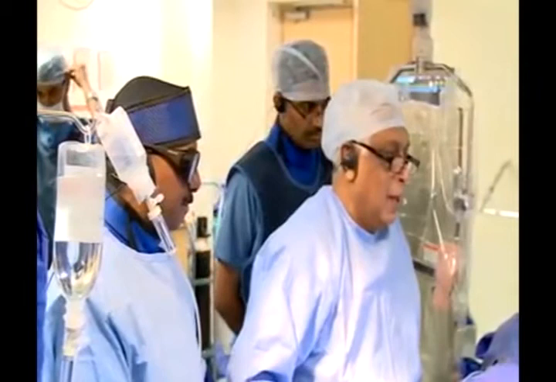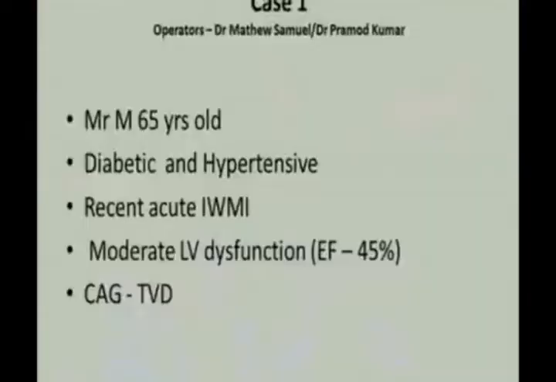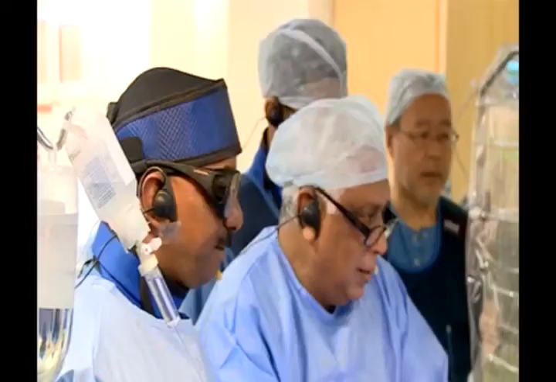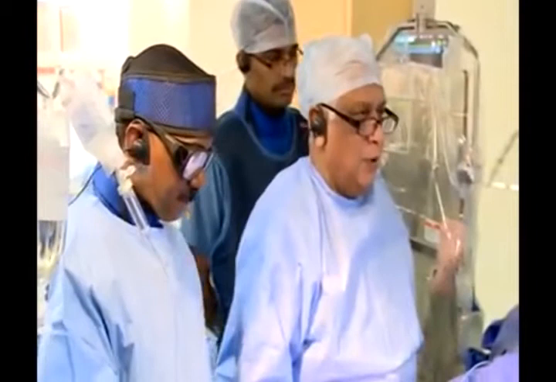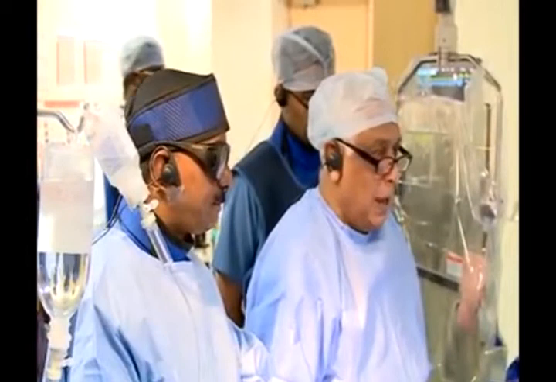I'll give you a brief history. Pramod wants to tell. Can you show the history, please? This is a 65-year-old gentleman who is diabetic and hypertensive. He had a recent acute inferior wall MI, and the LV function was 45%. Angio showed triple vessel disease. Show me the next slide. The ECG did show a small Q wave in leads 2, 3, aVF, and other than that, he has some angina and we did the angiogram.